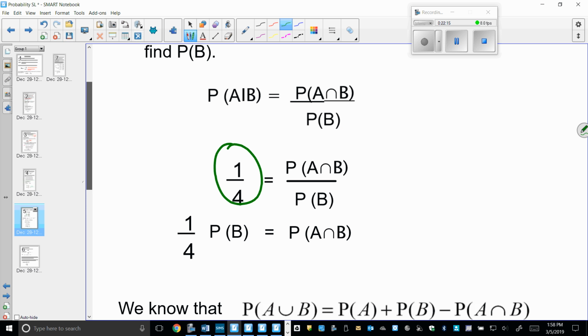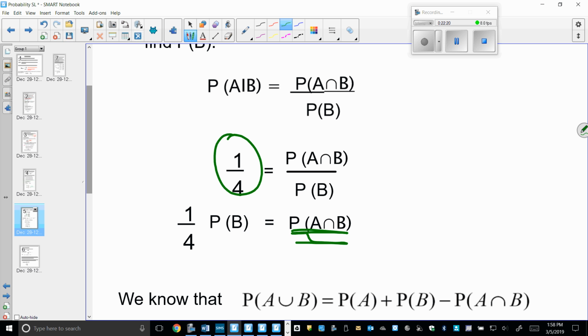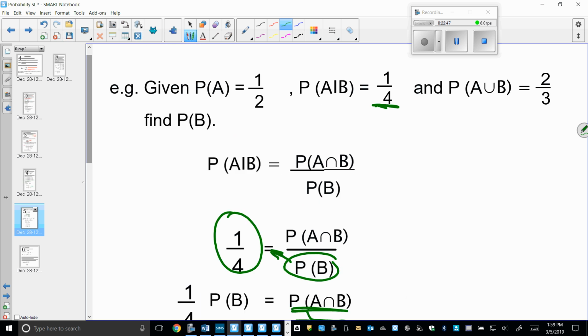But I can rearrange this, so I can say that the intersection is equal to 1/4 multiplied by the probability of B. You're happy with that? Essentially I've just multiplied both sides by PB, so I've got that as a statement. You will work with me just for now, because the reason I did that is because you get given this formula, but you get given another formula as well that does have some of the other information in here.